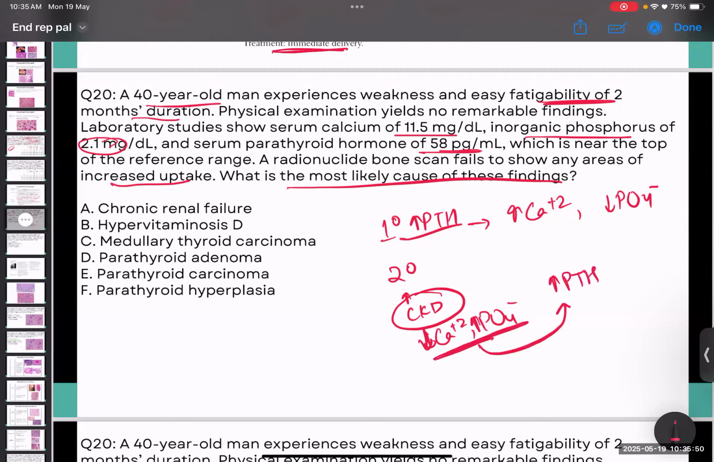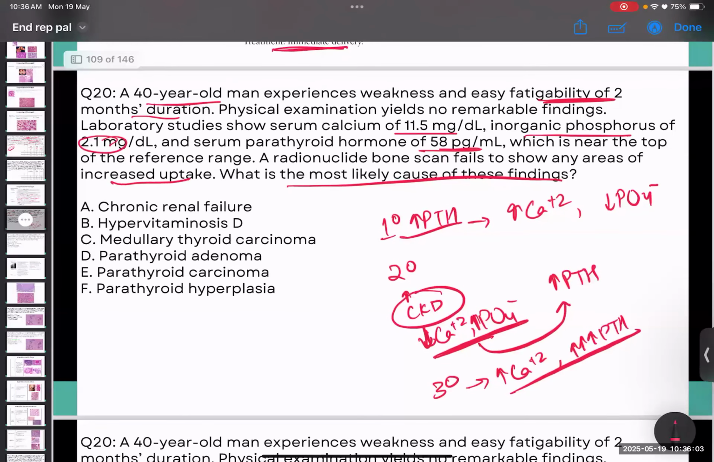Okay, so that's secondary. In tertiary hyperparathyroidism, usually you will see calcium levels elevated and PTH levels massively elevated. This also happens in the setting of CKD. Here, we know this is definitely hyperparathyroidism.